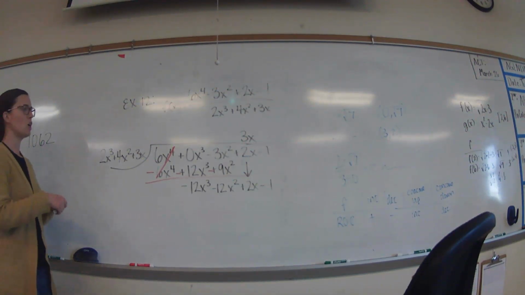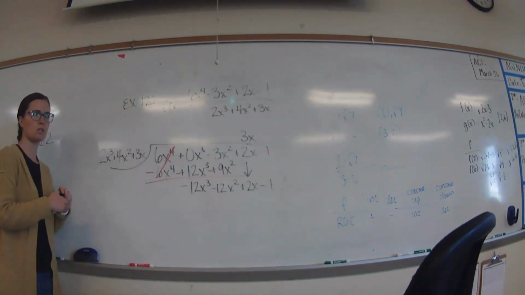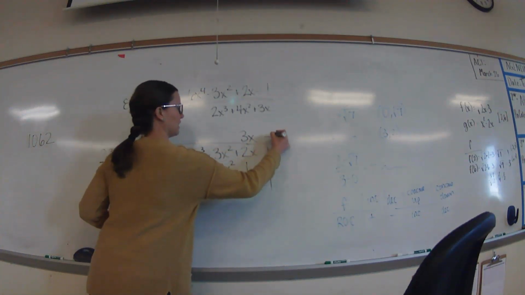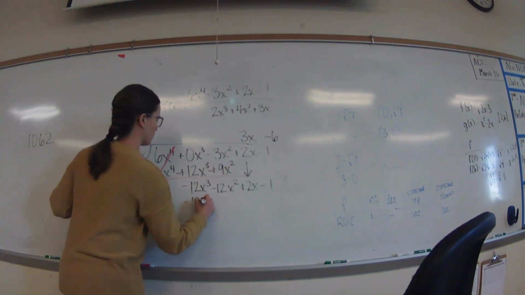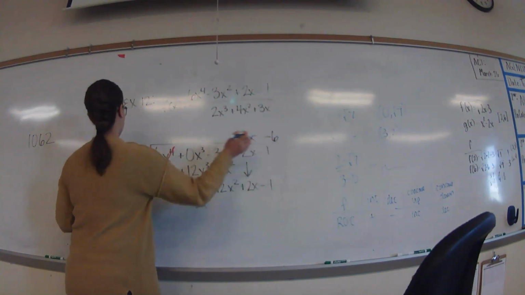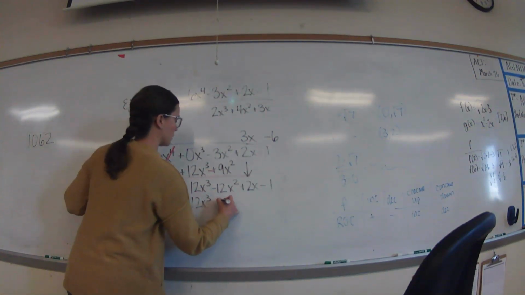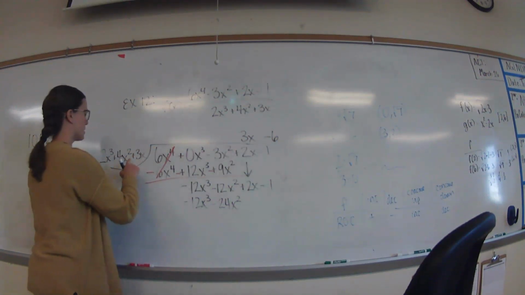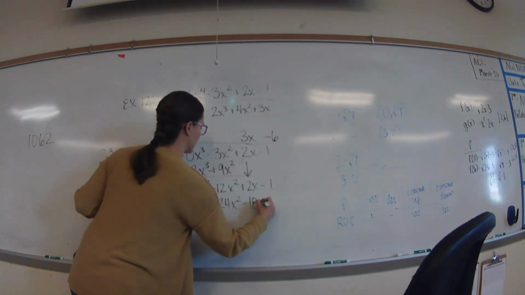Then we've got to divide again. We're asking ourselves, what times 2x to the 3rd gives us negative 12x to the 3rd? Negative 6. So negative 6 times 2x to the third is going to give us negative 12x to the third. Negative 6 times positive 4x squared is going to give us negative 24x squared. And then negative 6 times positive 3x is going to give us negative 18x.